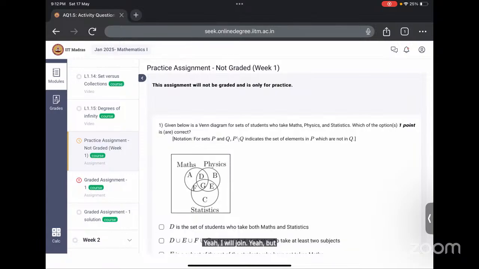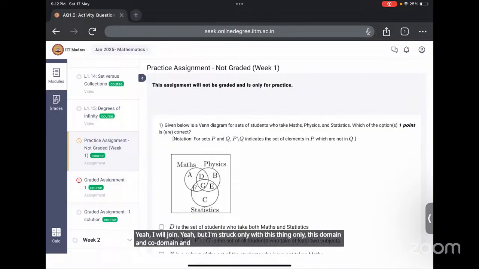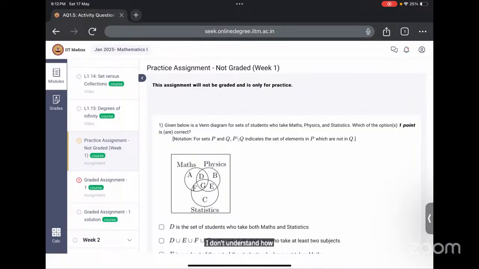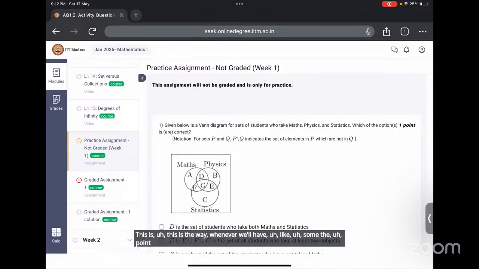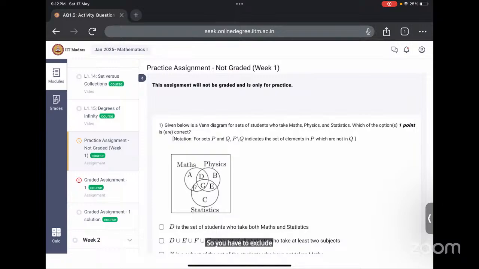Yeah, but I'm stuck only with this thing, this domain and codomain and function. I don't understand how, when I will be able to. This is the way. Whenever you will have some point to get 1/0 or root over minus of something, these are some points where this function cannot be defined. So you have to exclude those points, right?